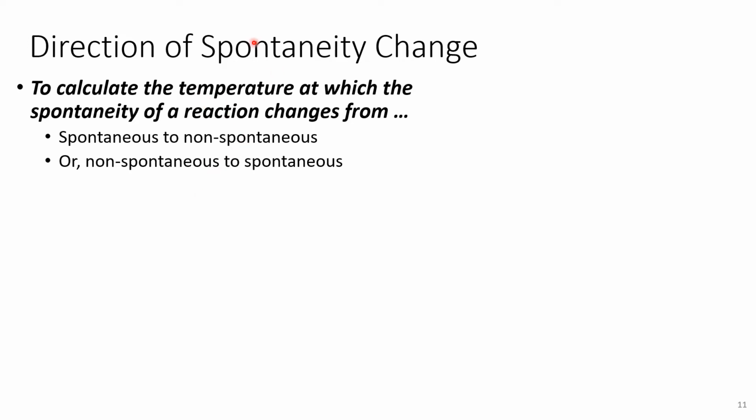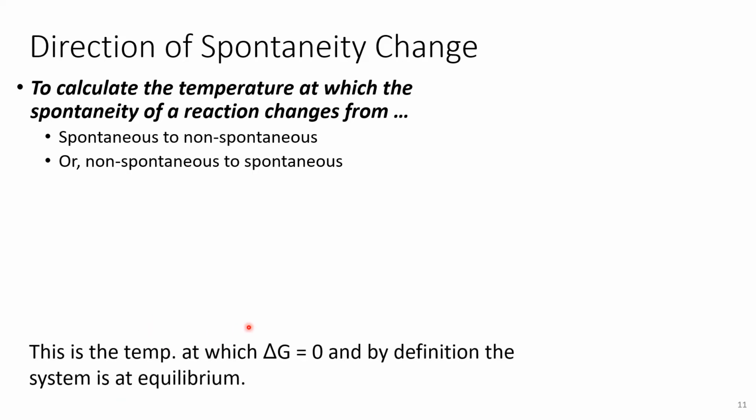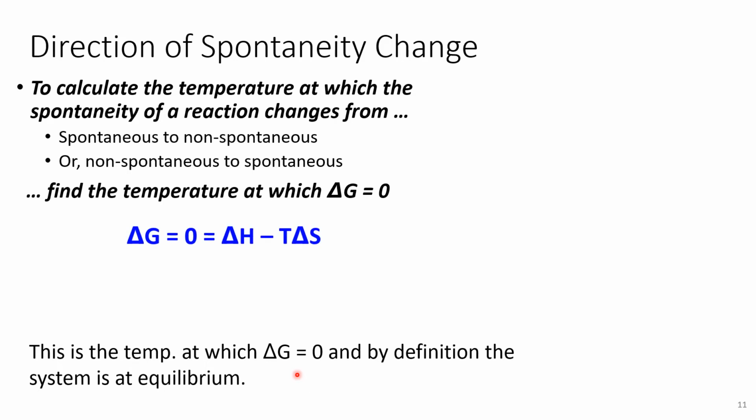Another thing you could do with that is you could find where, for those yellow lines on the previous page, spontaneity flips from spontaneous to non-spontaneous. And you could find that temperature by playing with the algebra. And that would be the temperature at which your reaction would be at equilibrium for the given conditions. So you find that delta G equals 0 temperature.